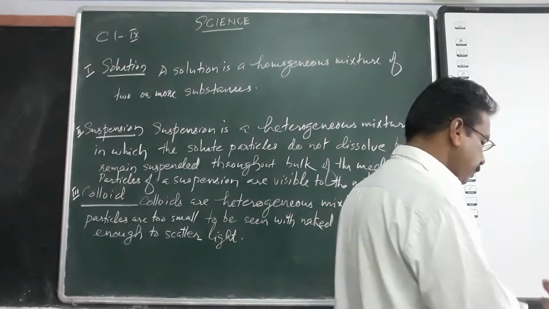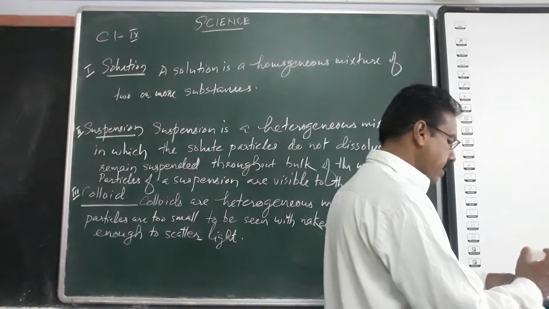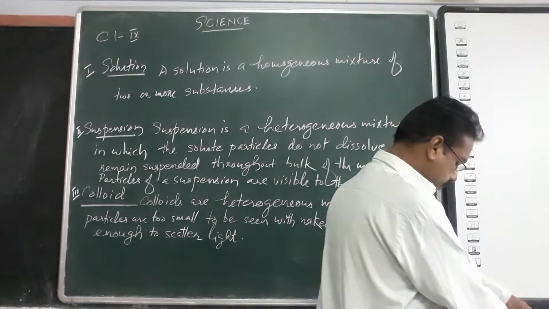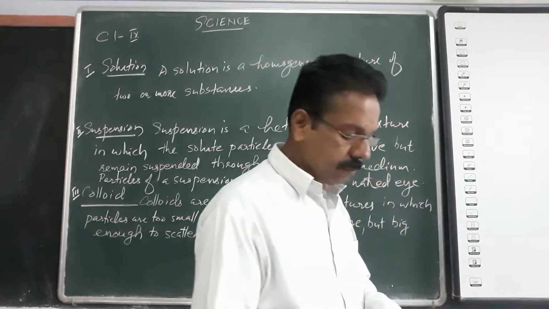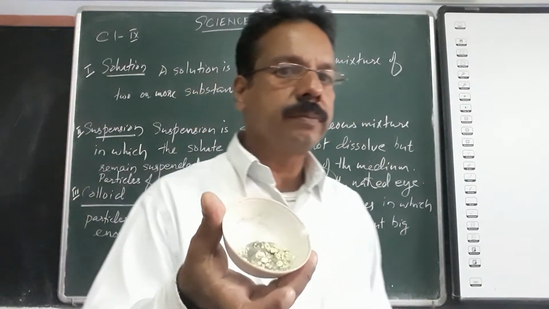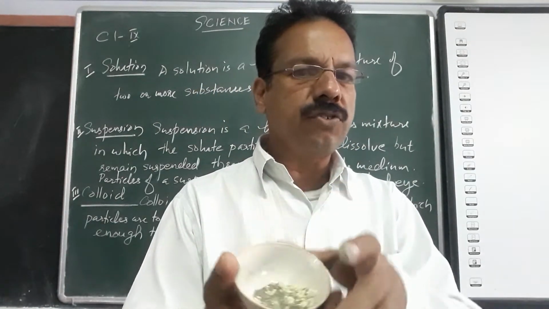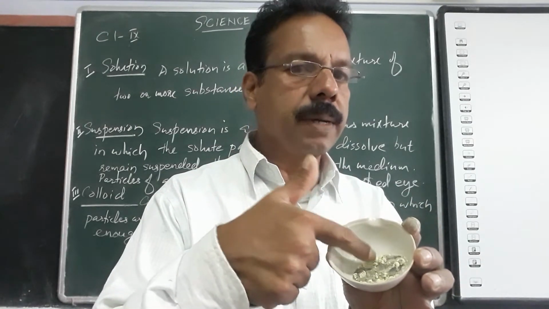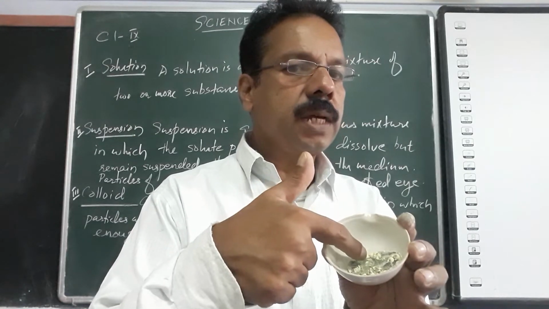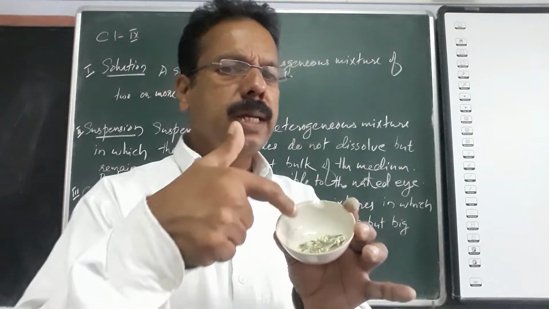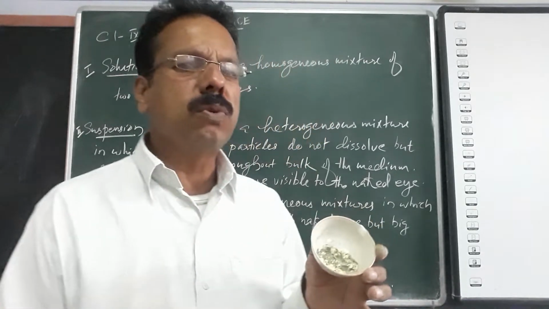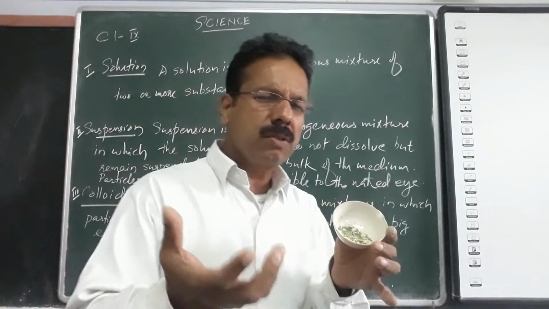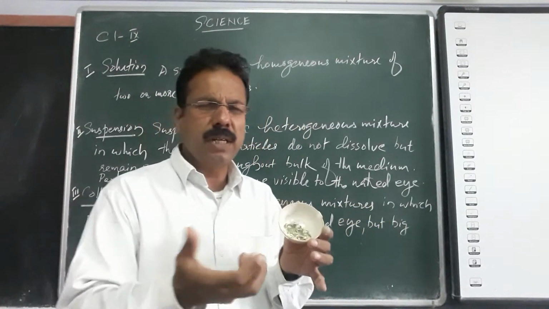And when we are adding iron powder and sulfur powder, this is the mixture. In this mixture you can see black color separately, yellow color separately. This is a mixture of iron powder and sulfur powder. Components are separately visible. Is it homogeneous or heterogeneous? What is the name of this mixture?